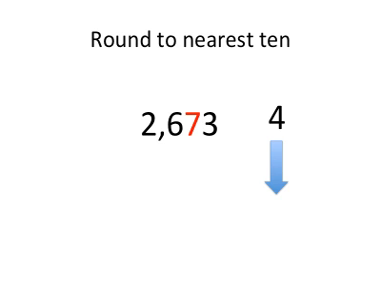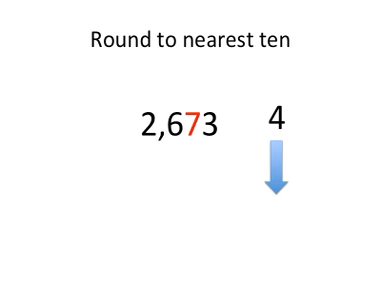Now let's try with this number. I changed it just a little bit to give an example. So I have 2,673. 3 is 4 or less. It's less than 5. So I'm going to do something different with the tens place.